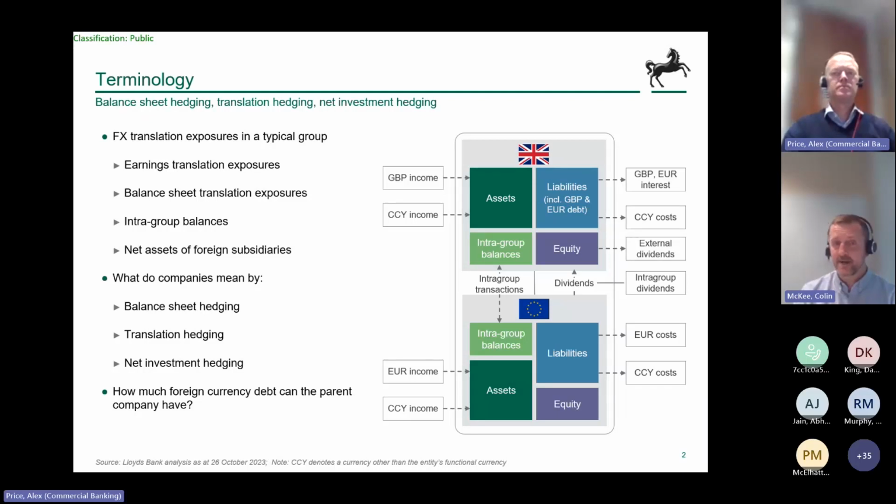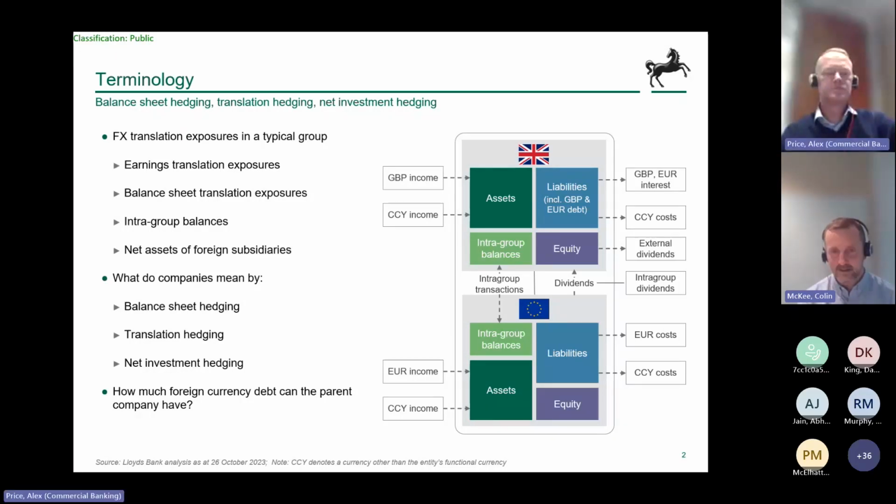Translation hedging to me is fairly interchangeable. It's probably the same thing, but again, people may use it to also mean hedging the translation of net assets of foreign subsidiaries. They may also be referring to earnings translation, but normally that tends to be referred to as such. And then net investment hedging, well, I suppose it's the same as hedging the net assets of foreign subsidiaries, if you like.